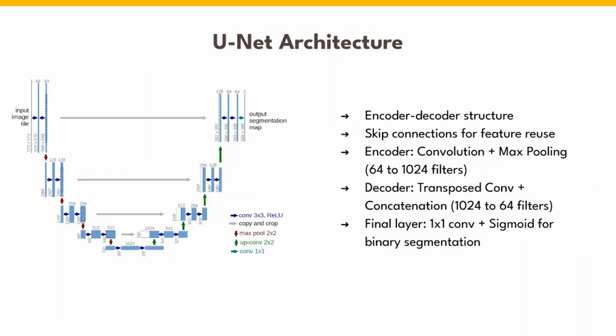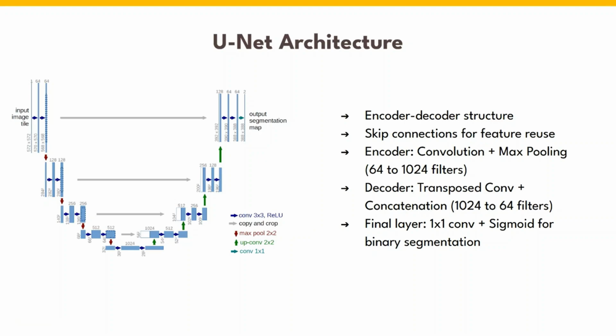Hello, I am SM Najmul Alam and I will talk about how we built and trained our deep learning model using U-Net architecture. U-Net is a convolutional neural network especially developed for biomedical image segmentation. It has a unique encoder-decoder structure with skip connections. The encoder path captures contextual features and the decoder path reconstructs the spatial resolution to create the segmentation mask.